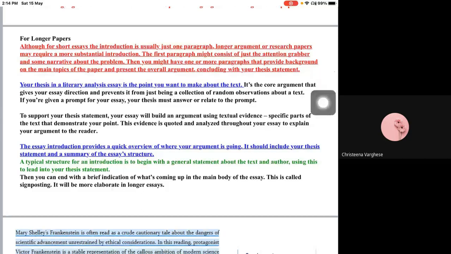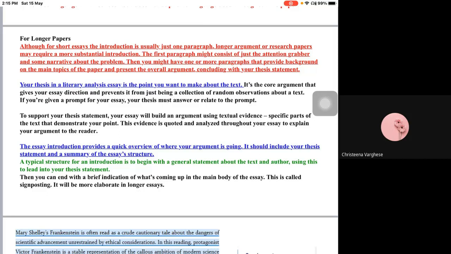Now, your thesis in a literary essay, what is this thesis that we are talking about? Your thesis in a literary analysis essay is the point that you want to make about the text. It's a core argument that gives your essay direction and prevents it from being just a collection of random observations about a text. Random observations about a text do not make an answer, okay? Whichever question you get, if you just write a summary of the whole novel, that does not make an answer. So when you read the question properly, understand what they are asking you, and your answer should be something that actually answers what is asked of you. It should demonstrate that you have understood the question and you are able to answer accordingly.